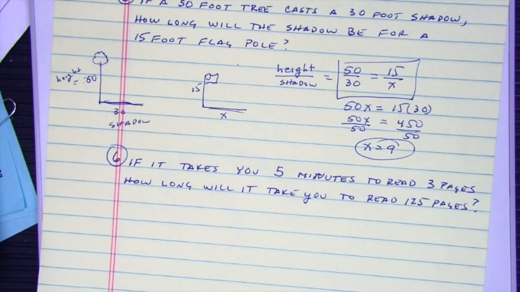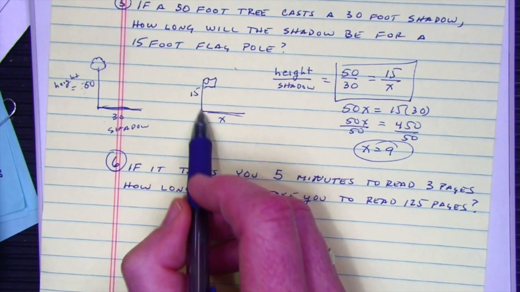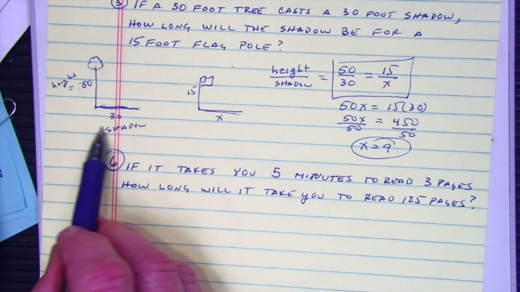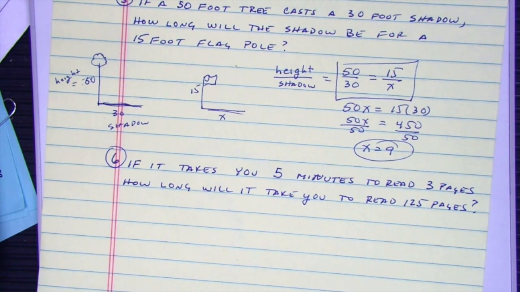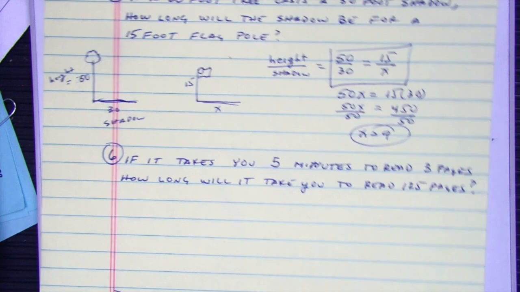If you think about it, the flagpole is shorter than the tree, so its shadow better be smaller too. If you get something shorter, its shadow is going to be shorter. It's proportional. It's directly proportional. It's not inversely proportional, which is when one gets bigger, the other gets smaller.